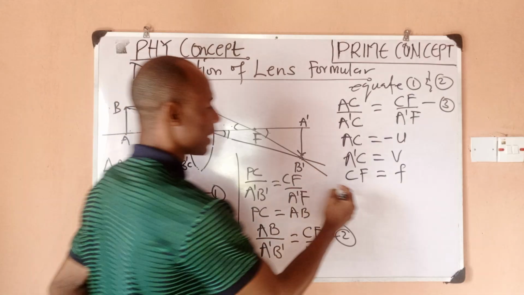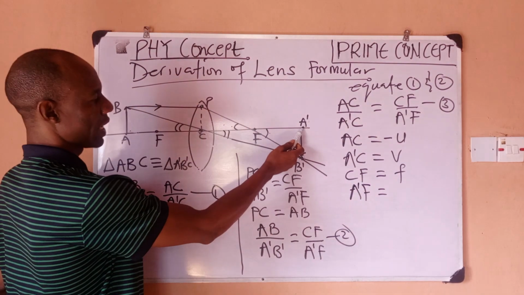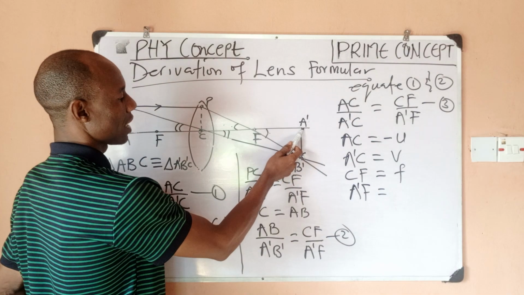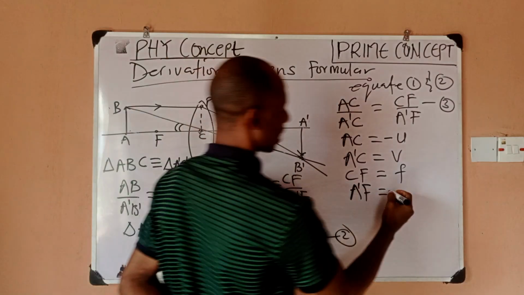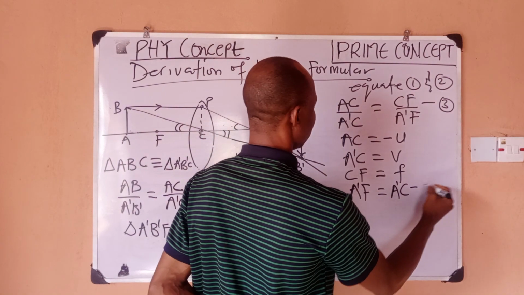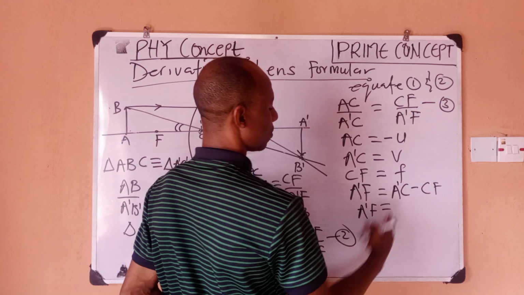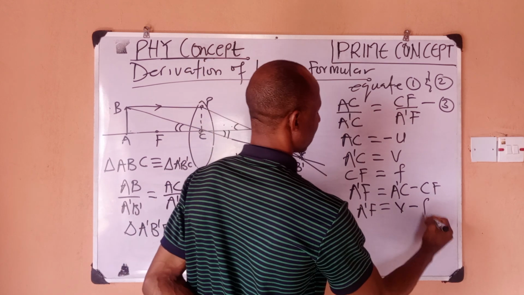Then finally, we have A prime F. Now, if you check, this is A prime F, this small distance, which is actually going to be the total distance A prime C minus CF. So this is actually A prime C minus CF. So that my A prime F becomes, A prime C is V, CF is F. So this is what I have.